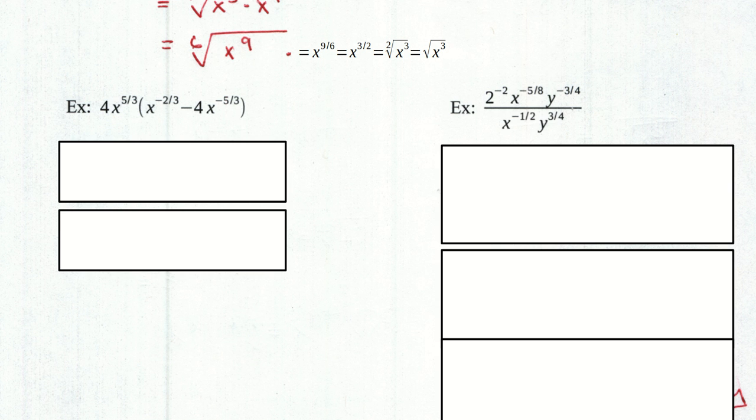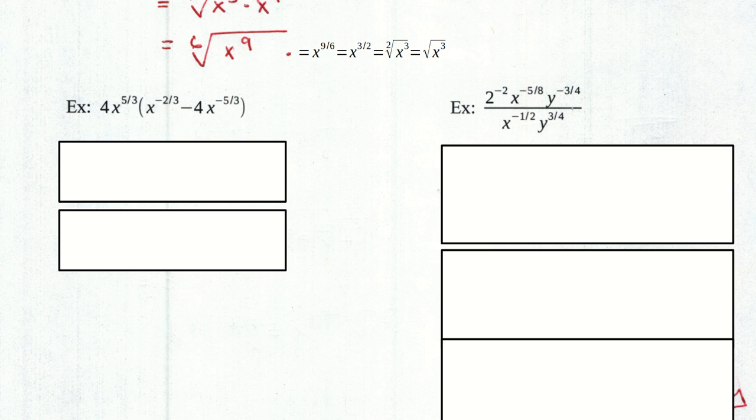The first one looks pretty nasty, and that's just because of those fractions and the negatives and all that good stuff. But let's remind ourselves that we're multiplying by a difference, right? That subtraction inside of the parentheses tells us that we're essentially going to distribute. So the 4 times x to the 5/3 is going to get multiplied by both terms in parentheses. So that's the x to the negative 2/3 and the negative 4x to the negative 5/3.